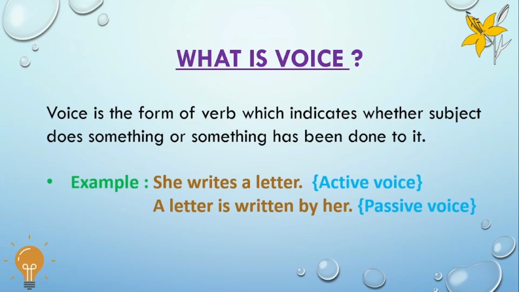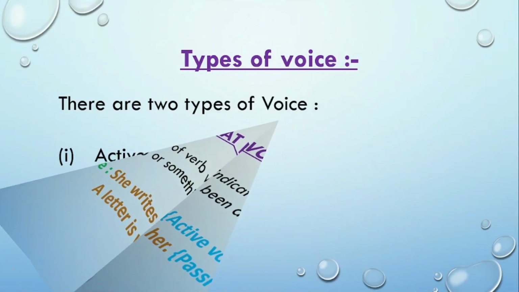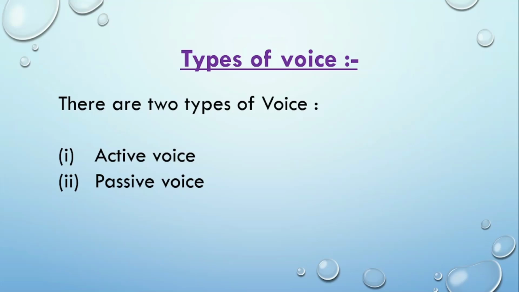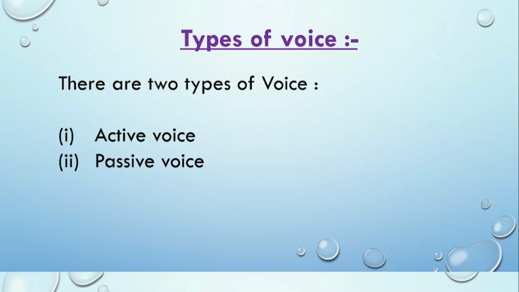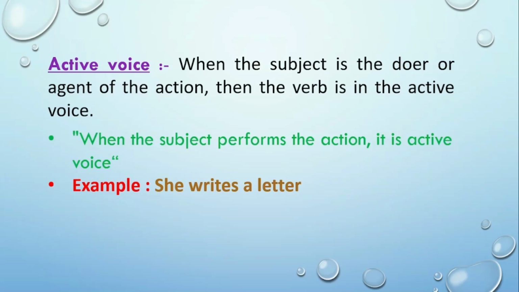I will tell you how to change active voice to passive voice after knowing the types of voice and understanding them. So first we will know how many types of voice there are. There are two types of voice: active voice and passive voice. Active voice: when the subject is the doer or agent of the action, then the verb is in the active voice.